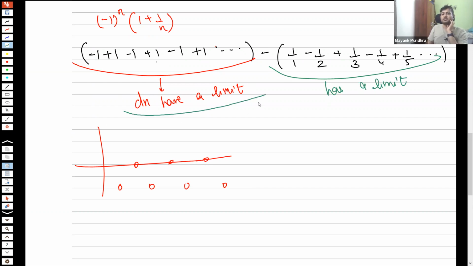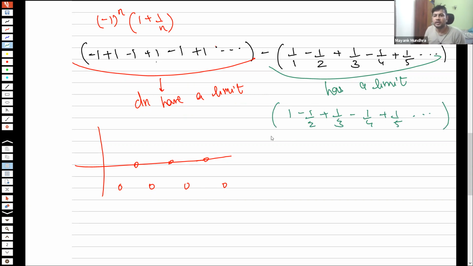Now, if you can show that this thing has a limit, then something which doesn't have a limit plus something which has a limit will not have a limit. Okay, so let us look at this part first, and then we'll come to why this is going to be true. So 1 minus 1 by 2 plus 1 by 3 minus 1 by 4 plus 1 by 5 and so on. Okay, so this is basically 1 plus 1 by 2 plus 1 by 3 plus 1 by 4 and so on.